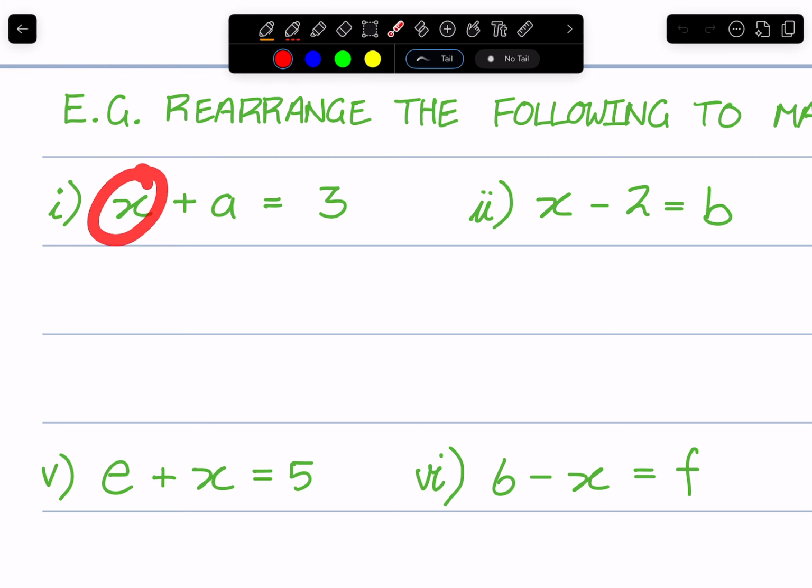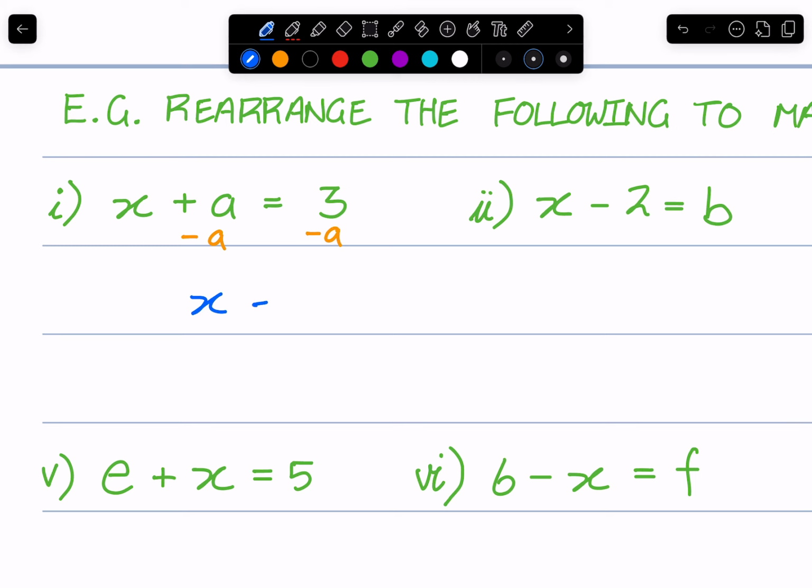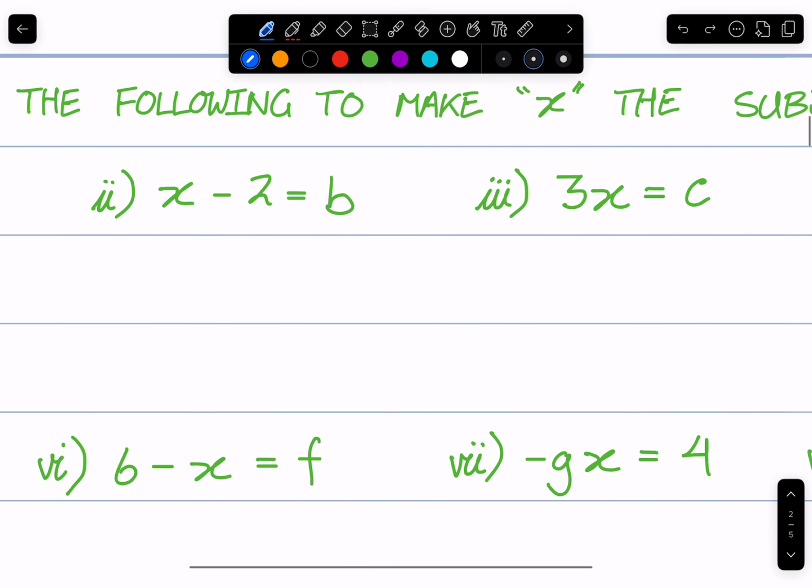Since we want X to be on its own, we have to remove this plus A, and to do that, we write minus A, like so. This cancels out the A, which leaves us with X on its own. And for this, we just write this as 3 minus A. And that there is where X is now the subject.